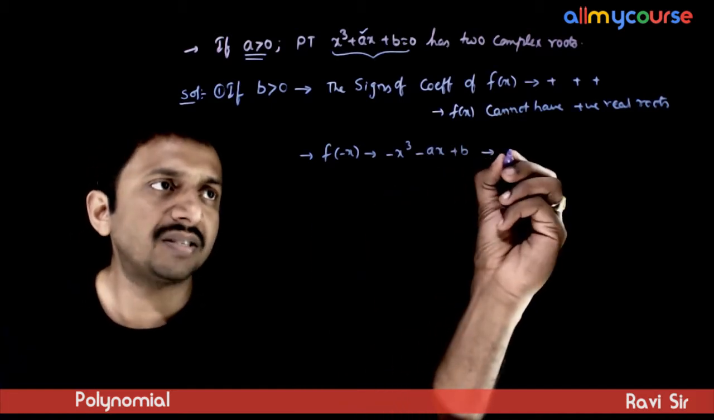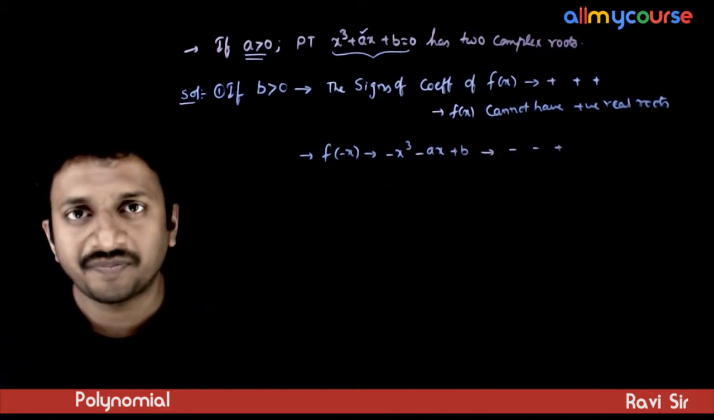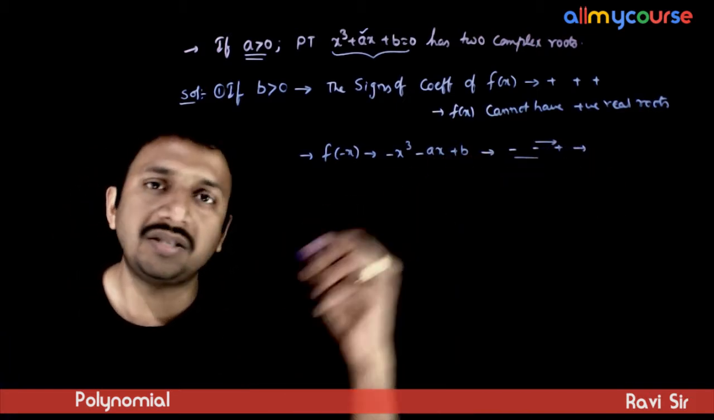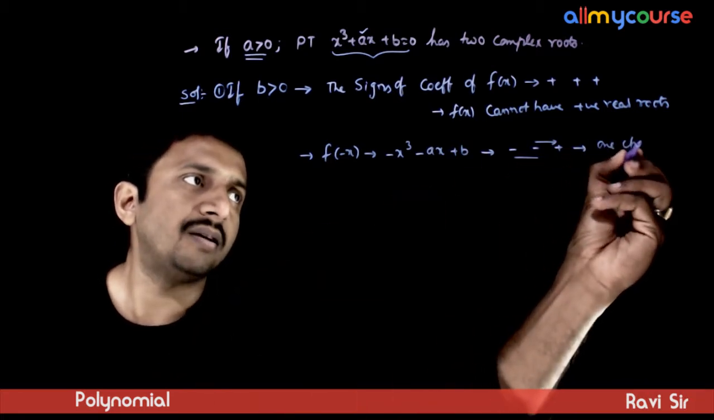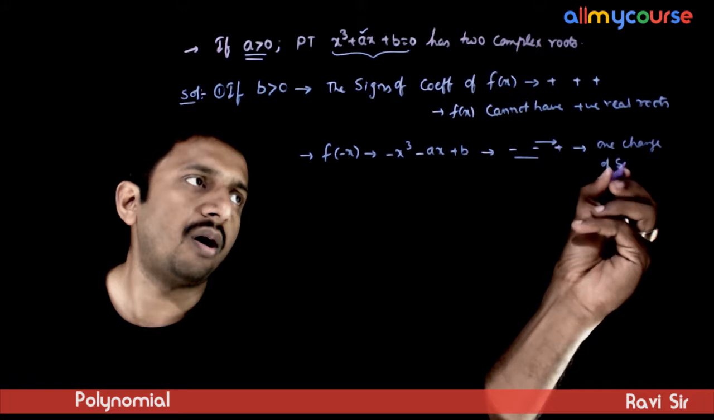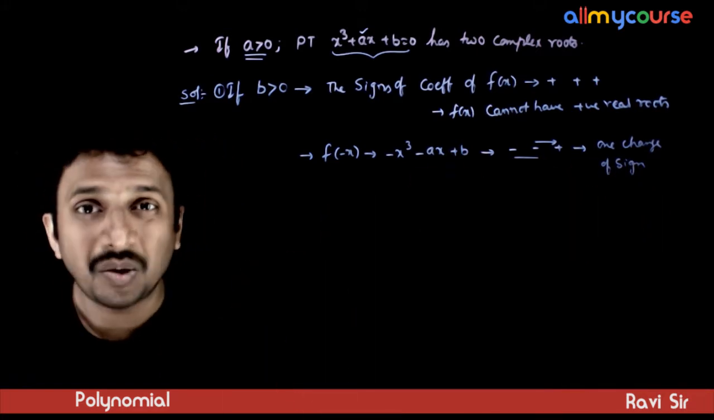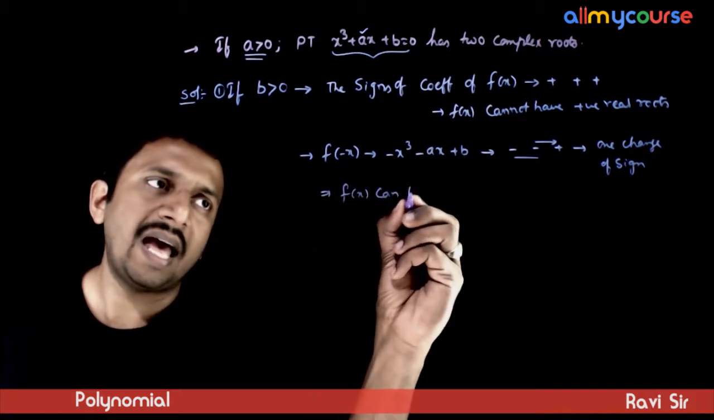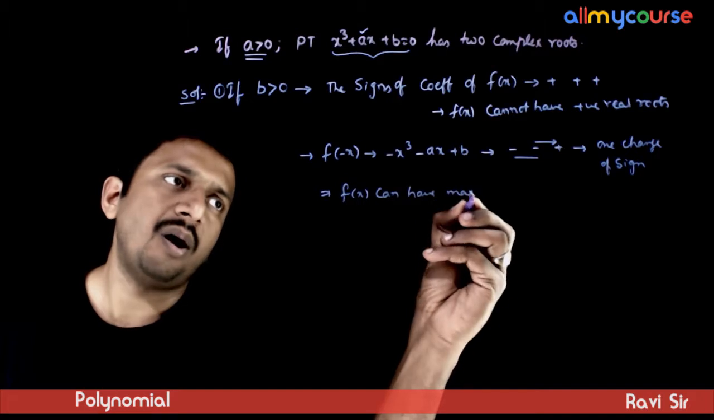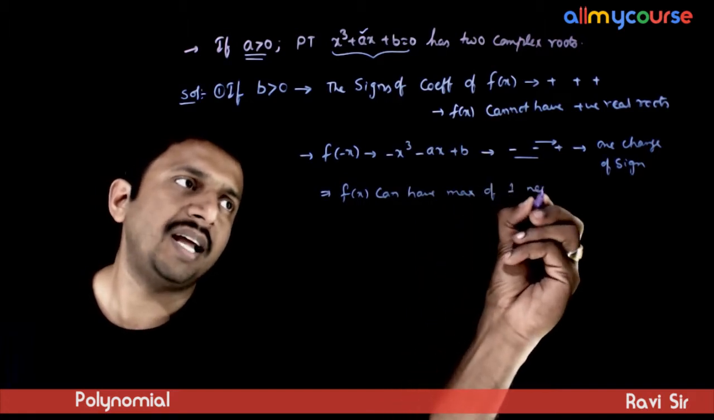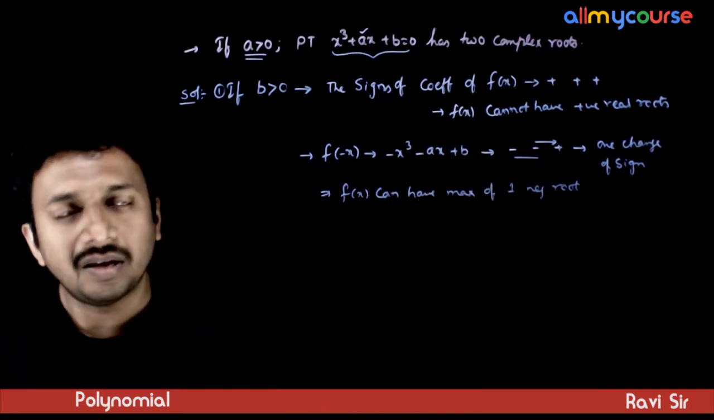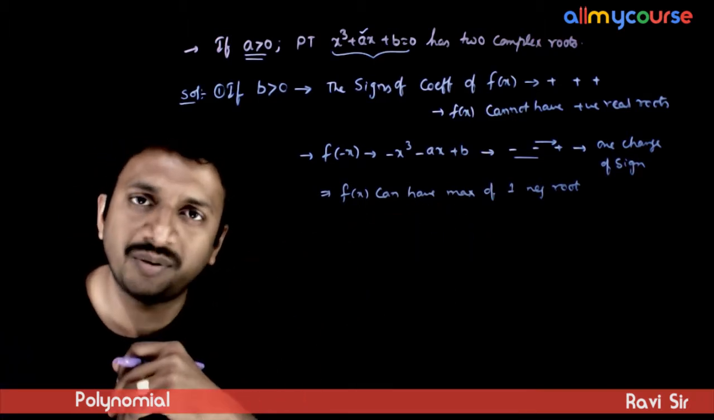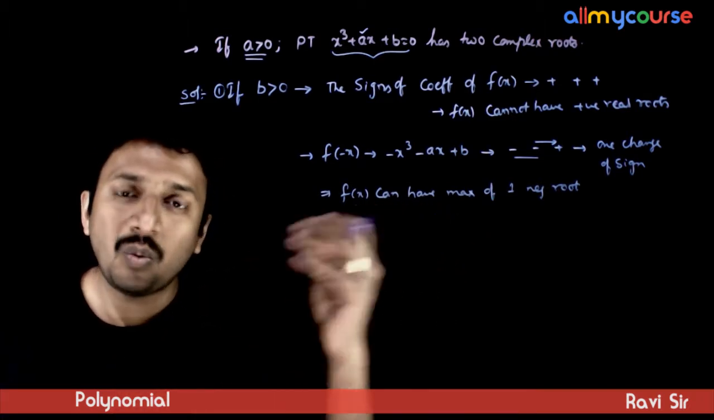So what are the signs of this? Minus, minus and plus. Now how many changes of sign are there? You have no change here, one change here. So one change of sign. You have only one change of sign. This implies f of x can have a maximum of one negative root. So it cannot have any positive roots, and it can have a maximum of one negative root.